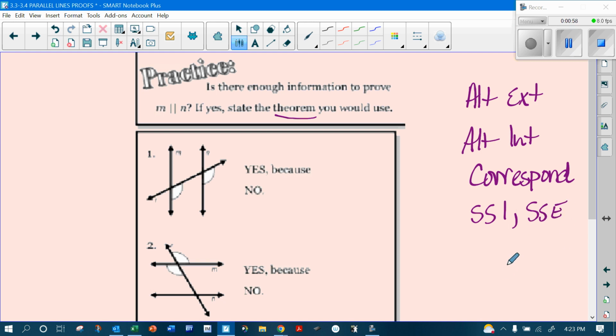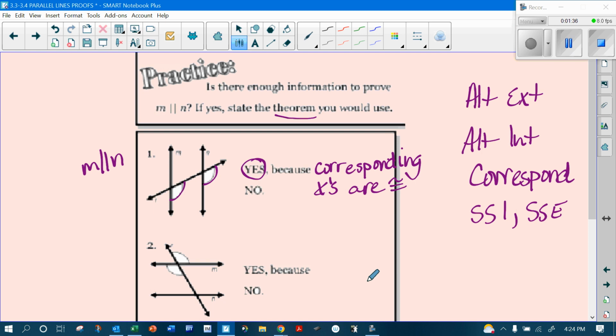All right, so looking at the marks in the picture, first of all, I see that this angle right here is congruent to this angle right here. Well, if I look at that slice of pie situation, these two are in the same slice of pie. So yes, because corresponding angles are congruent. So now I can say M is parallel to N because corresponding angles are congruent. So that's all you're doing.